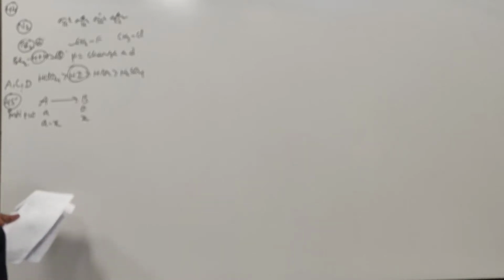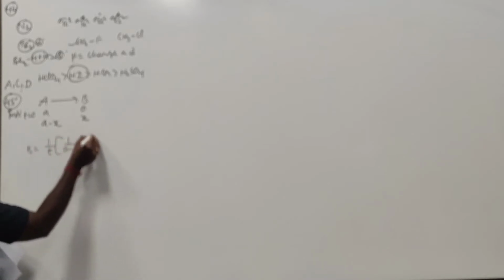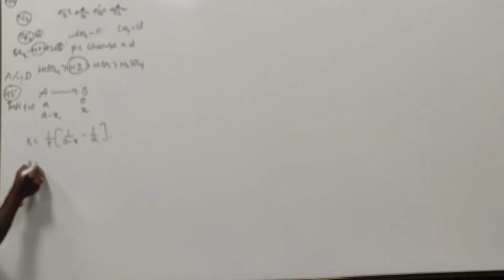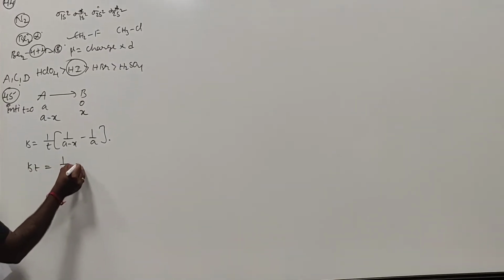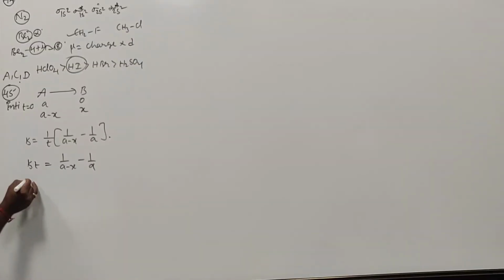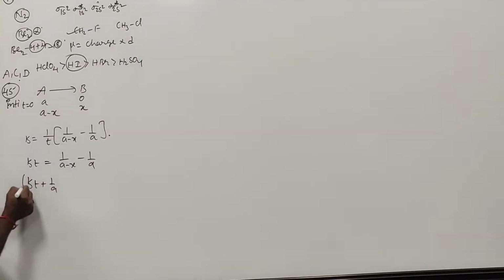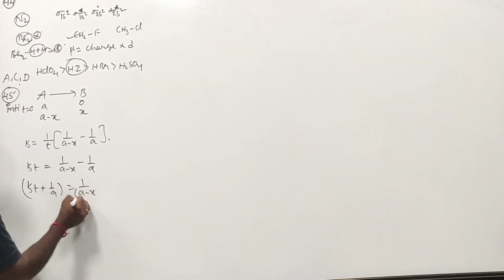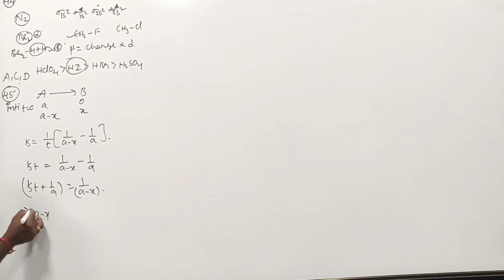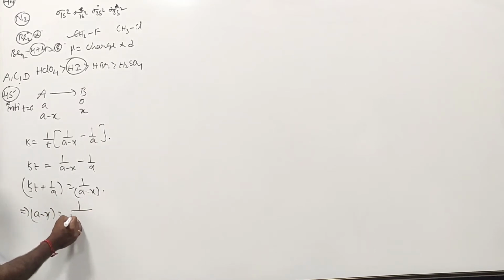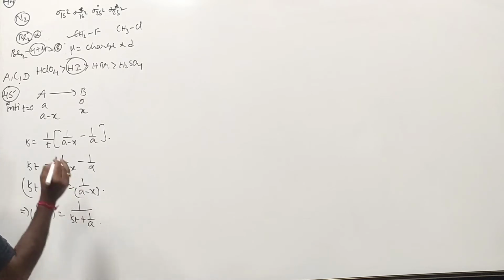Now let us take the first one, the degree of dissociation. Before we go to that, let us take the rate constant K for a second order reaction: K equals 1 divided by t into 1 by (A minus x) minus 1 by A. So K t equals 1 divided by (A minus x) minus 1 divided by A. Now K t plus 1 by A equals 1 divided by (A minus x), which implies that A minus x equals 1 divided by (K t plus 1 by A).